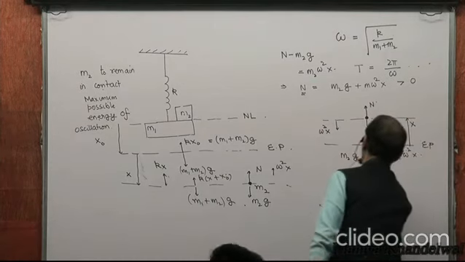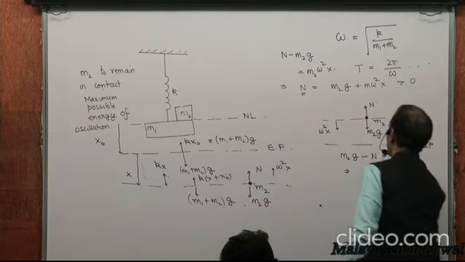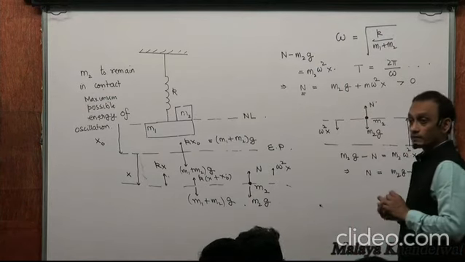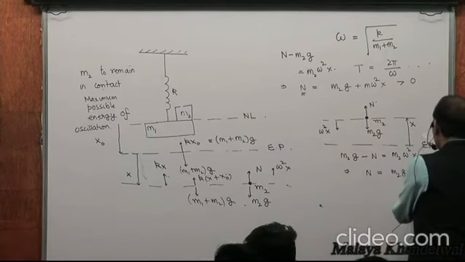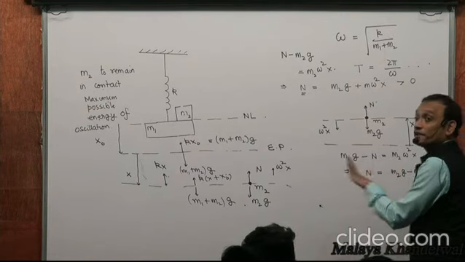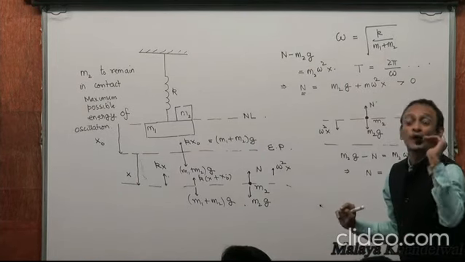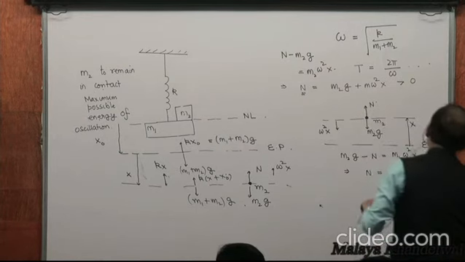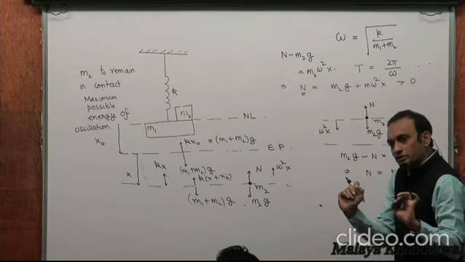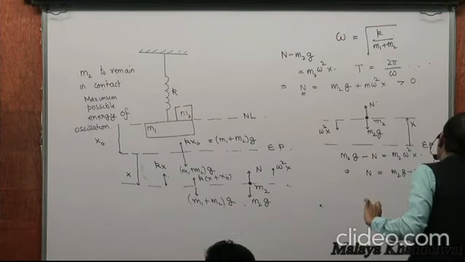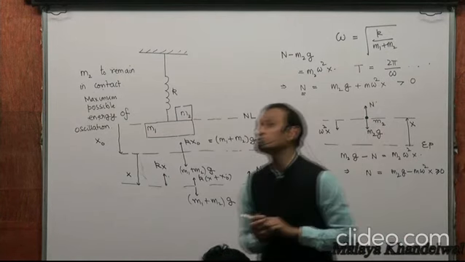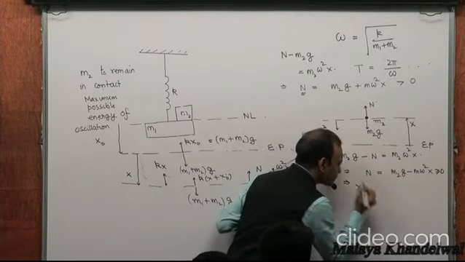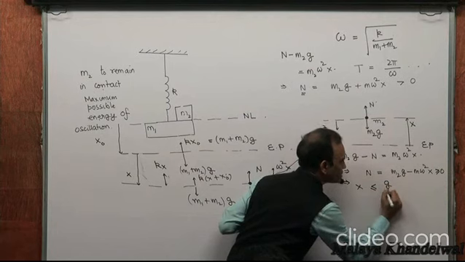Now here's an issue which needs to be taken care of. N is M2g minus M2 omega squared x. This time, for a certain value of x, this could become equal to zero, and there could be loss of contact. So it's vulnerable to loss of contact above the equilibrium position. In order that it doesn't lose contact anywhere, I should make sure that this is always greater than or equal to 0. That means x above the equilibrium position must be less than or equal to g by omega squared, as you can see.